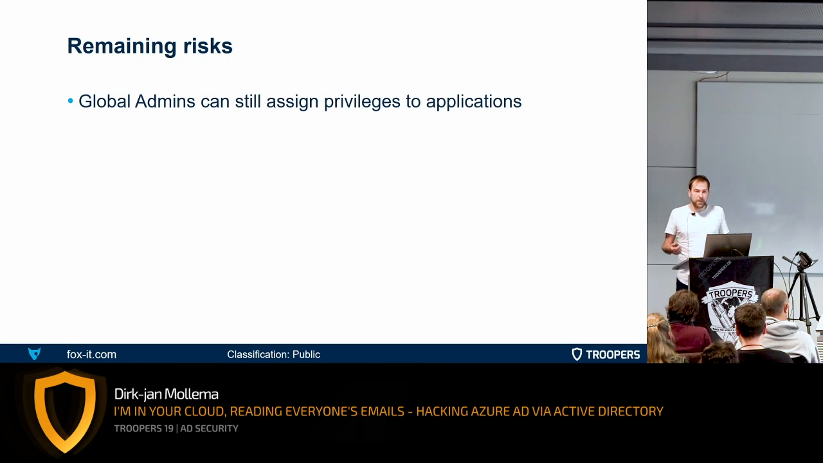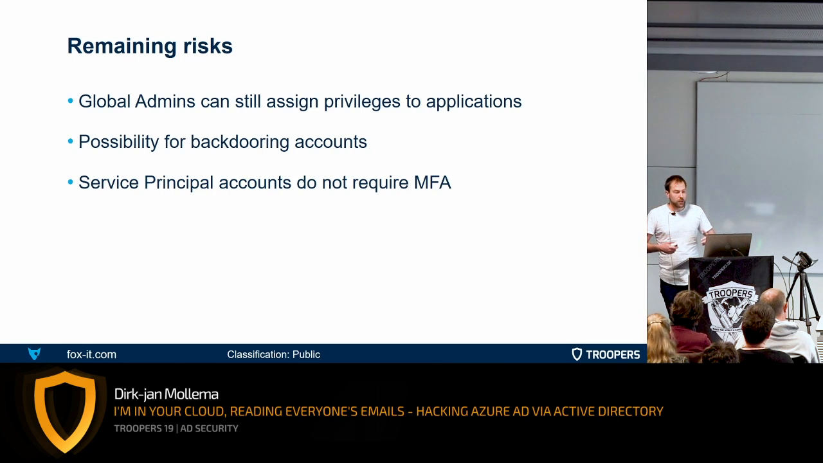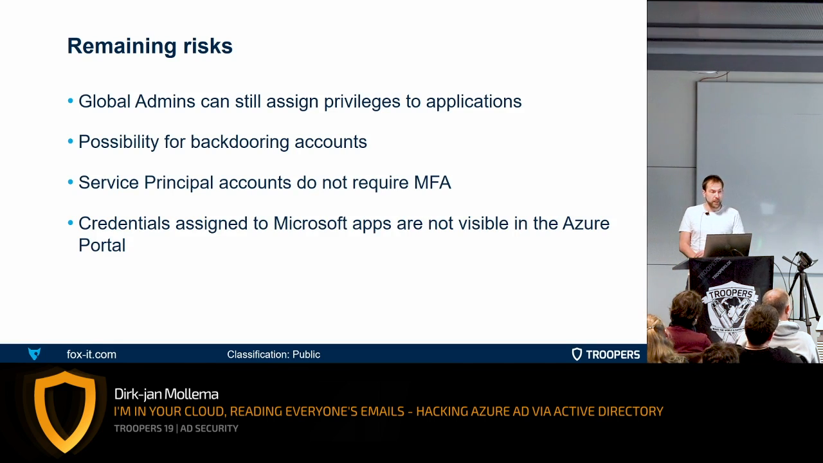So if you're a global admin or an application admin, you can assign privileges to applications, and that way you can also backdoor the applications. Because if you're admin once, you just assign a credential to the service principals, which cannot do multi-factor authentication, and nobody really looks at it because it's often not even visible. Because credentials assigned to Microsoft apps are not even visible in the Azure portal. So you really have to dig with the API and query all of those 200 plus applications to actually see if they have assigned credentials, which could potentially be a backdoor.